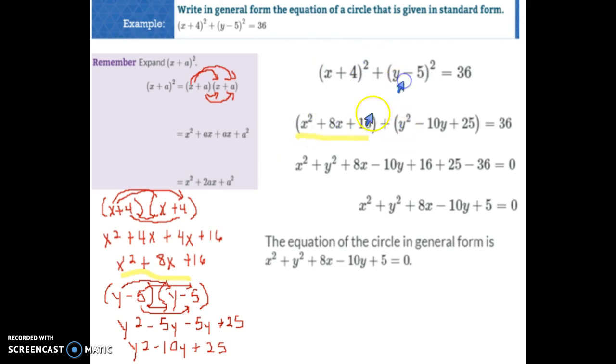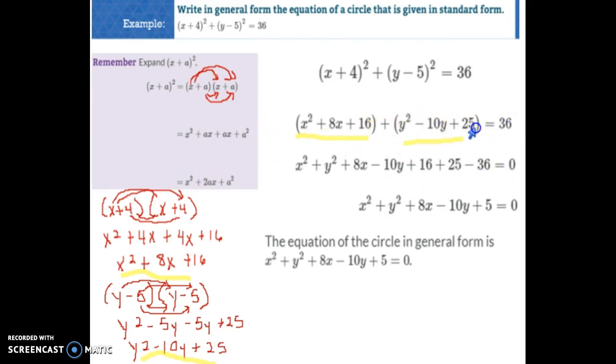Same thing with this one, y minus 5 times y minus 5. It's going to be y squared minus negative 5 times y, which gives you minus 5y. And then you're going to do the inside terms here. Negative 5 times y is negative 5y. Negative 5 times negative 5 is plus 25. So that's where we get our y here. Y squared minus 10y plus 25 equals 36.